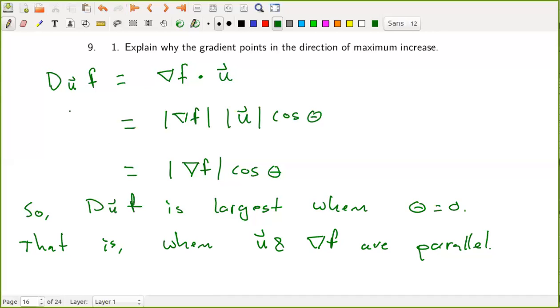Again, because the directional derivative of f in any direction, that's what this is, has another formula: the magnitude of the gradient of f times cosine theta. The biggest this can be is when theta is equal to 0. But remember, theta is just the angle between the direction vector u and the gradient of f. And so if that angle is equal to 0, it means that u and the gradient of f have the same direction.